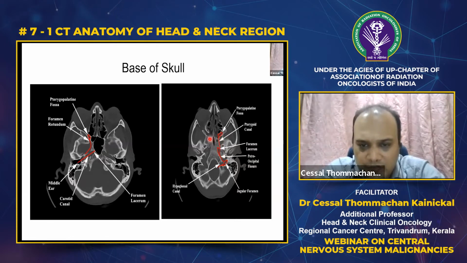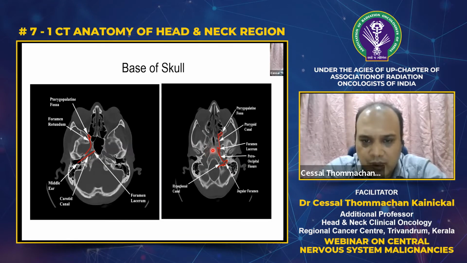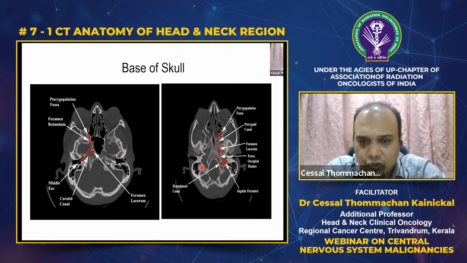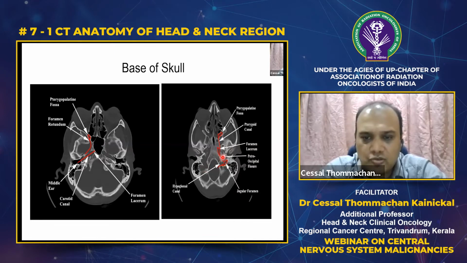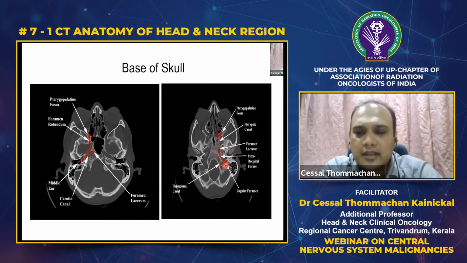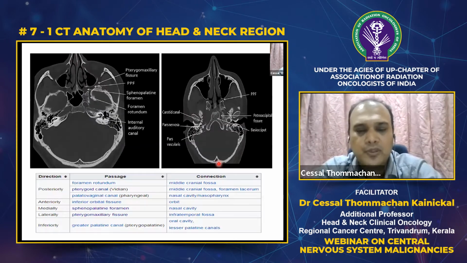This is also called the Vidian canal. So this is the Vidian canal on the opposite side. It enters into the foramen lacerum here, and you have the carotid canal. Then you have the jugular foramen, and the foramen lacerum is connected to the jugular foramen through the petro-occipital fissure. This is the foramen lacerum here, the jugular foramen here, and this is called the petro-occipital fissure. There is also a connection with the jugular foramen through the hypoglossal canal.